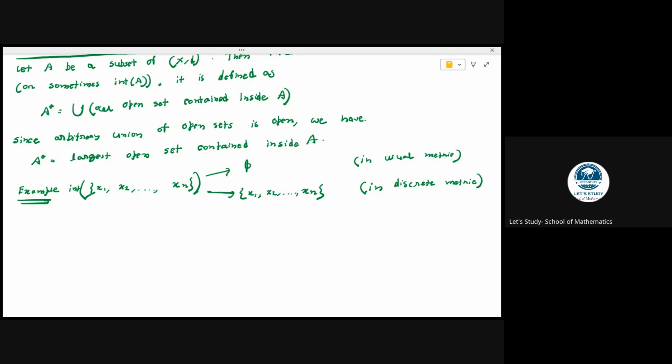Why is it so? Because you can take the minimum of the distance between xi and xj, and you can construct a ball inside that point with radius the minimum of the distances d(xi, xj), and then you will get phi. And in discrete metric, every singleton is an open set, so their union should be an open set. So it's automatically an open set, and the interior of this set is also an open set. Good.